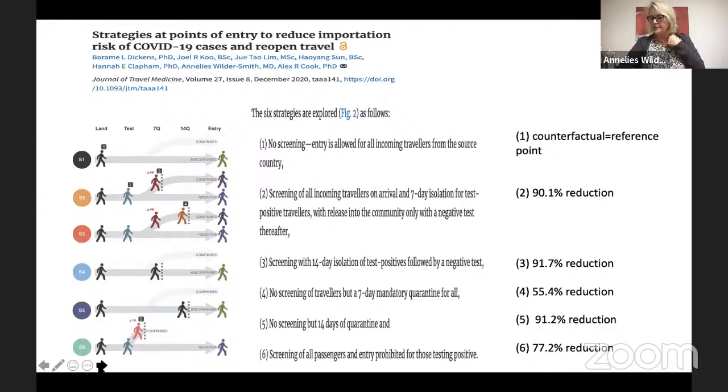The highest reduction would be a combination of testing and 7-day quarantine, and even better would be a 14-day quarantine. But you see here, the incremental benefit of a 14-day quarantine versus a 7-day quarantine is so little that it would not warrant it. So long quarantines are not necessary, and as you know, worldwide we have already moved away from long quarantines. But with these measures, it's not perfect. If you choose quarantine of 7 days and testing, you still miss about 10% of importations.